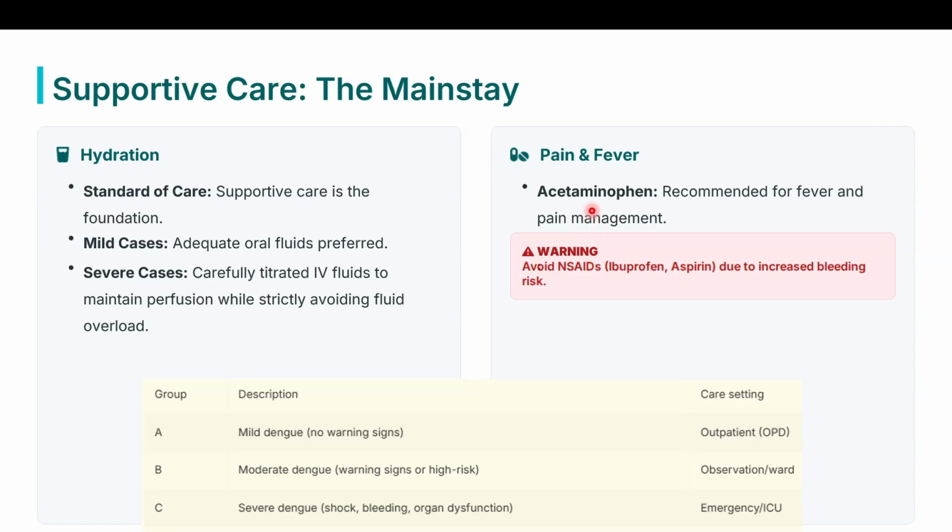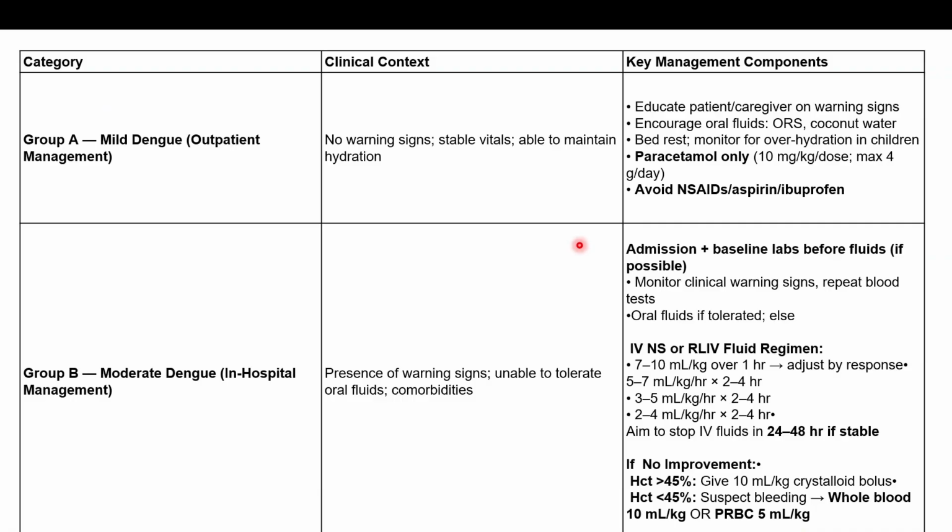For pain and fever, only paracetamol is recommended. Always ensure to avoid NSAIDs such as ibuprofen and aspirin due to increased bleeding risk. So always avoid NSAIDs. Always avoid IM injections because of increased bleeding manifestations. This is the basic protocol for management of dengue fever.